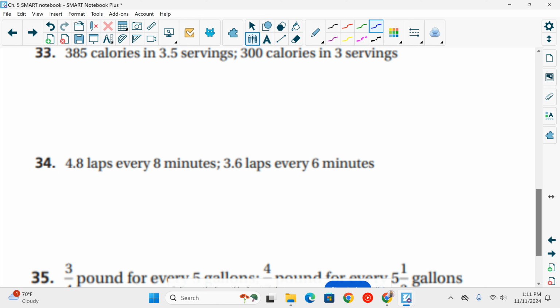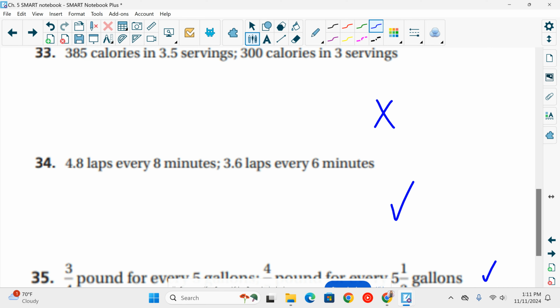All right, number 33. Proportional or not? Not. Number 34. Proportional or not? Yes. Number 35. Yes. Good deal.